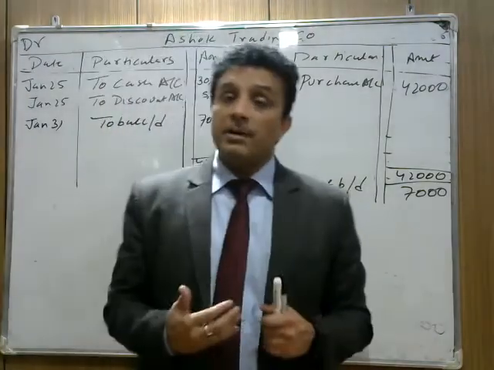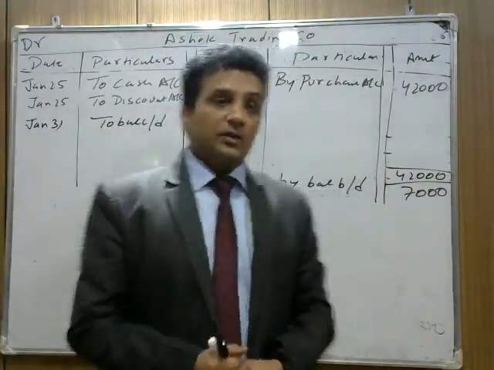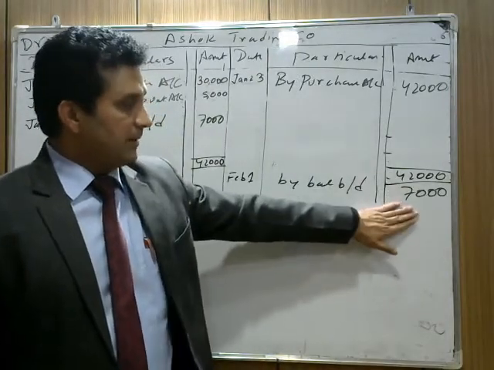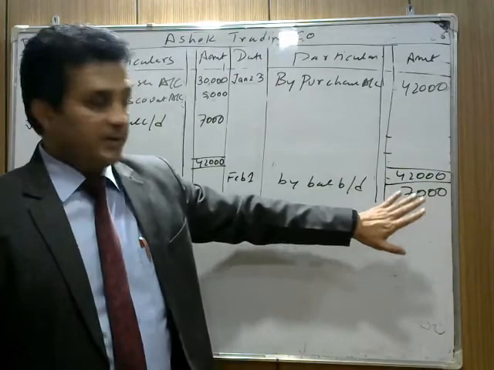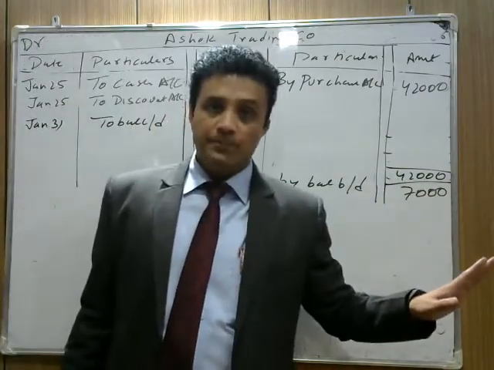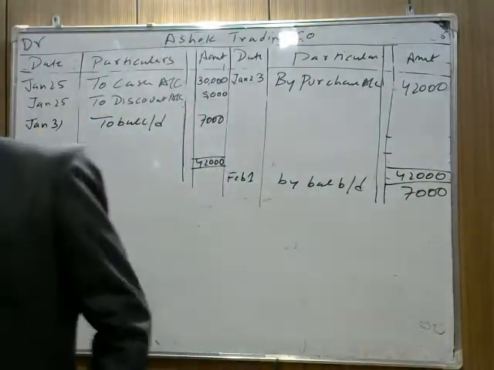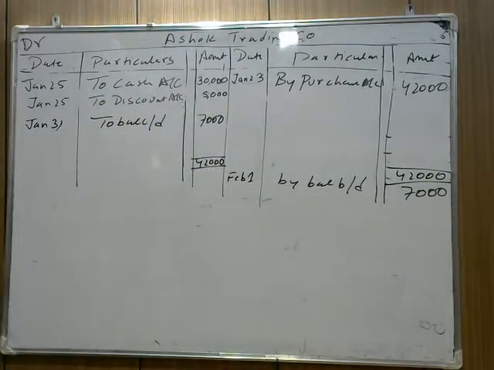अशोक ट्रेडिंग कंपनी को हमें भी पैसा देना है. It's a liability. So whenever liability increases it's always credited. जब भी liability बढ़ती है वो हमेशा क्रेडिट बनाती है. I hope this part is clear to all of you. You write by balance b/d 7,000 is a liability for the business. I hope this part is clear to all of you.